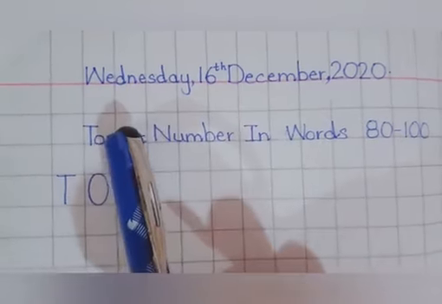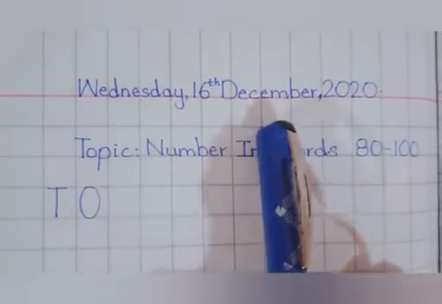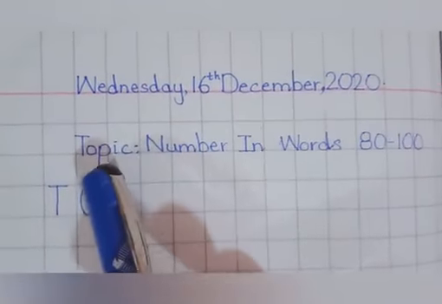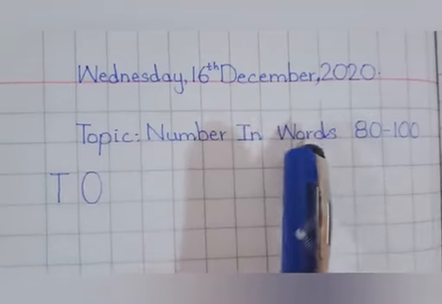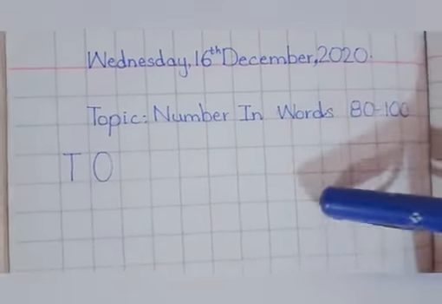Okay, let's come to the copywork. First of all, you will write the date, Wednesday, 16 December 2020. Then you will write the topic, number in words 80 to 100. Then you will write here, work, number in words 80 to 100.